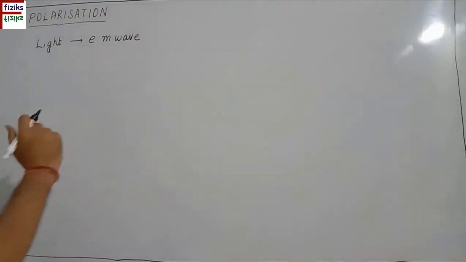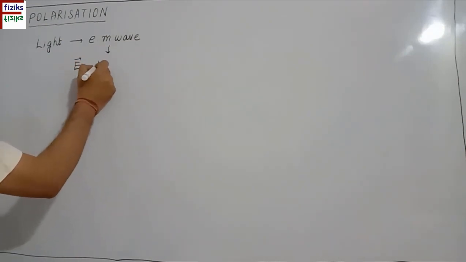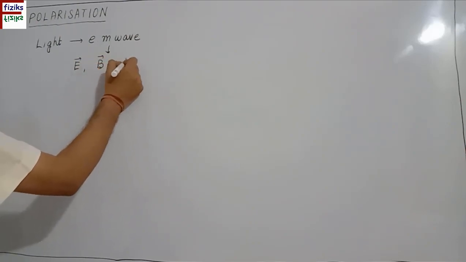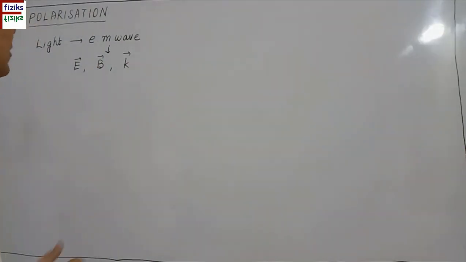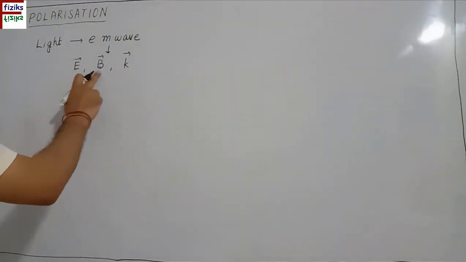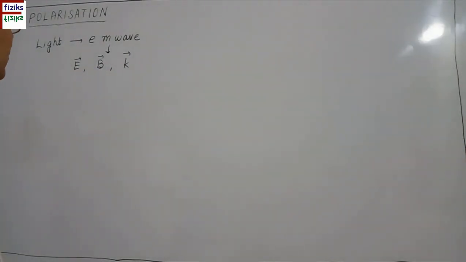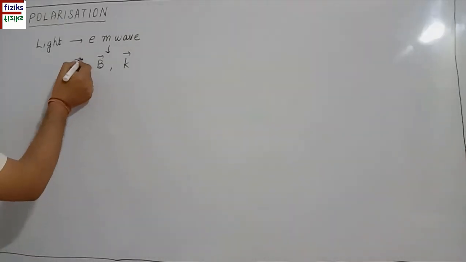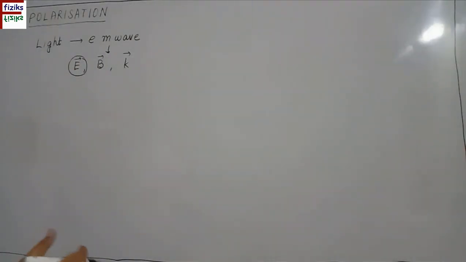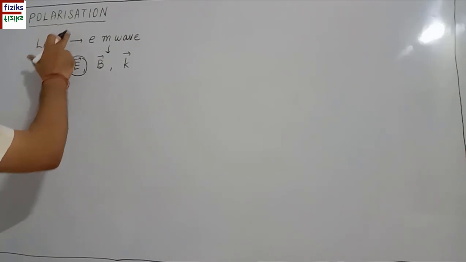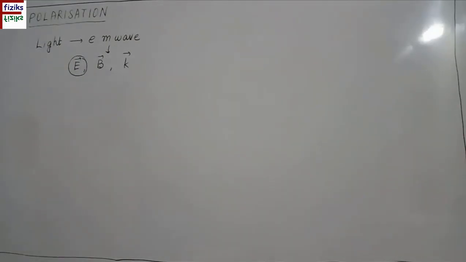It consists of three vectors, E vector, B vector and K vector. And all these three vectors are mutually perpendicular to each other. Out of these vectors, this E vector is responsible for different polarizing state of the light. So basically polarization is dependent on this vector, that is electric vector.